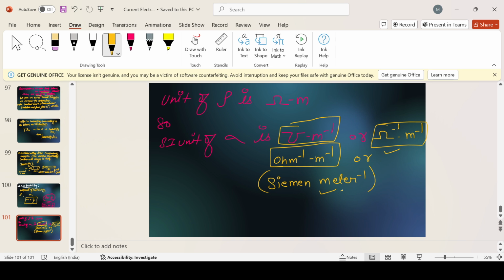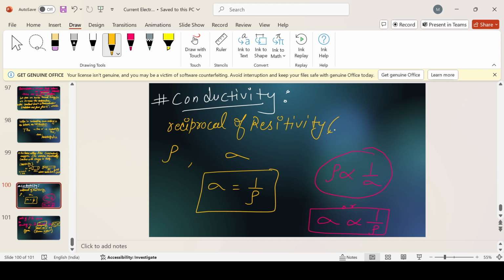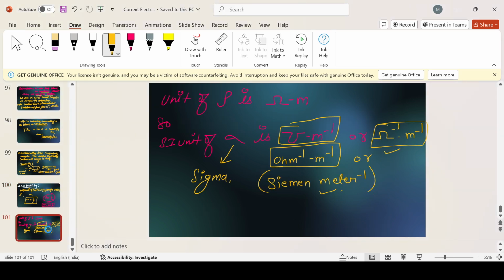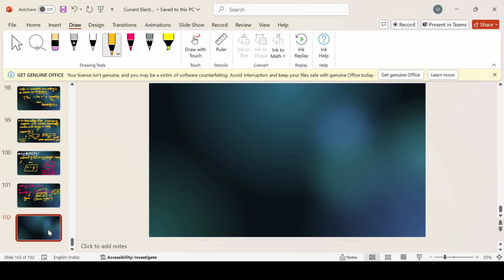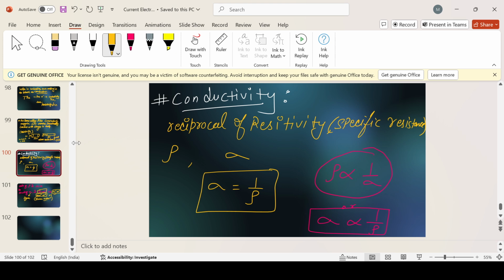Okay, and this symbol is called sigma. It's a reciprocal of resistivity, or we can say a reciprocal of specific resistance. Clear? Now, specific resistance is also another name for resistivity, both are the same. Specific resistance is only called the resistivity.